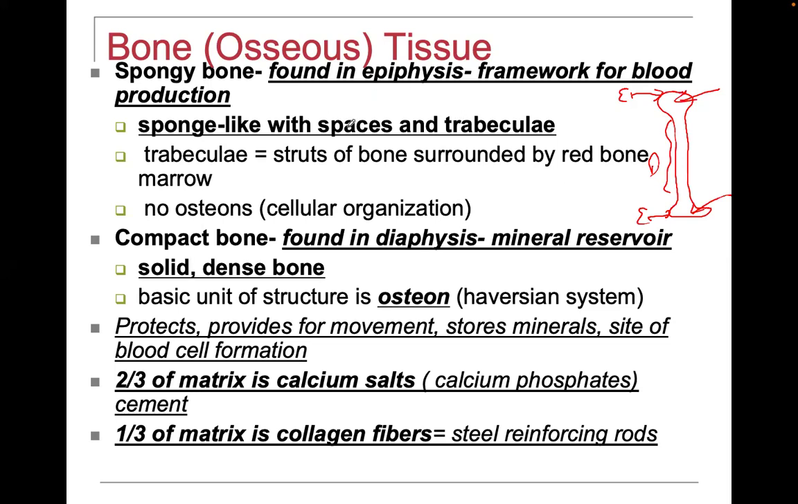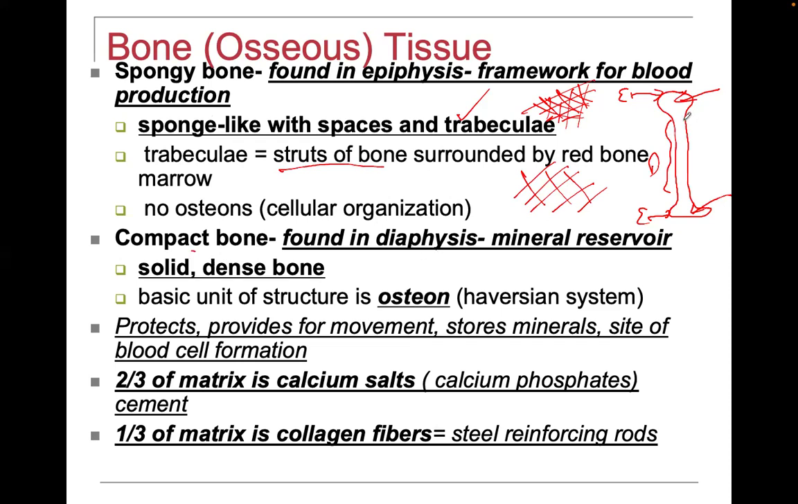The spongy bone looks spongy, right? It has this type of appearance, very, very spongy, very porous, has lots of trabeculae. Trabeculae are like the struts of bone, right? Those are struts. But there are no osteons in spongy bone. The only place we're going to see osteons is in compact bone.